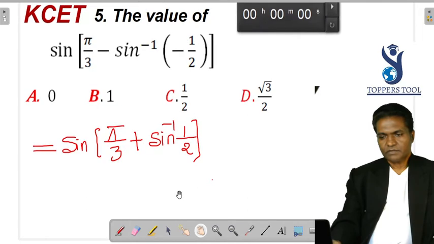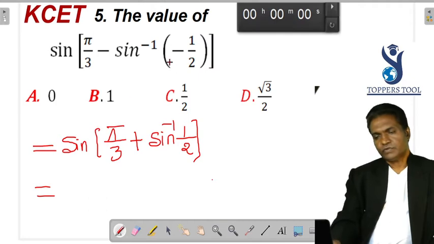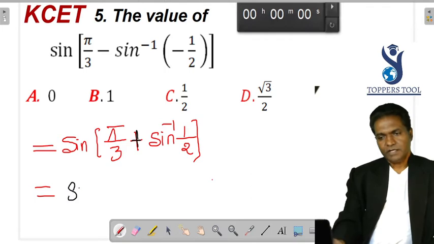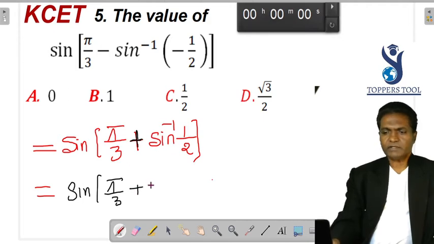So if you are done, check your answer. Otherwise, see here. Sine inverse of minus x is minus sine inverse x. So this minus becomes plus. So I have written sine inverse of 1 by 2. Now sine of this, pi by 3 plus sine inverse of 1 by 2, which is pi by 6.